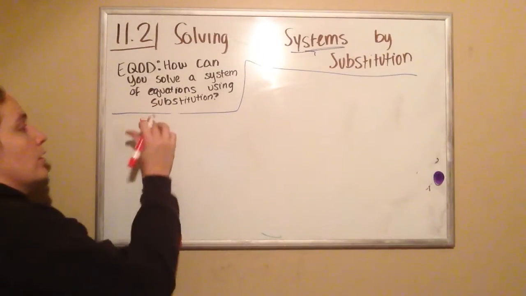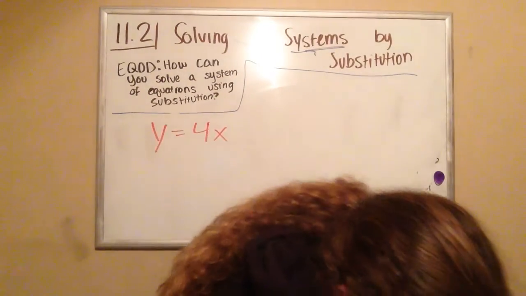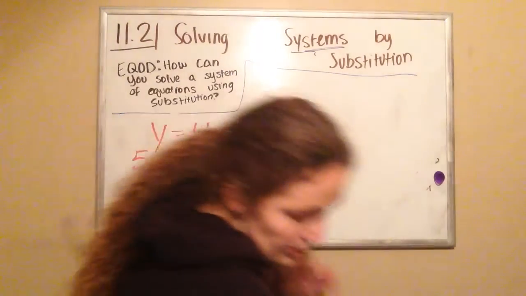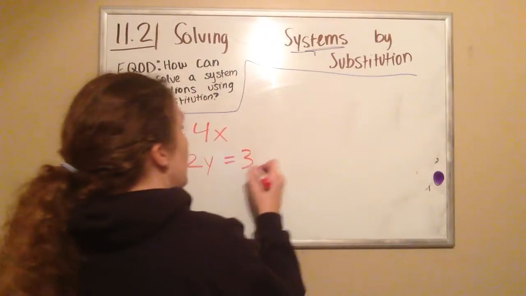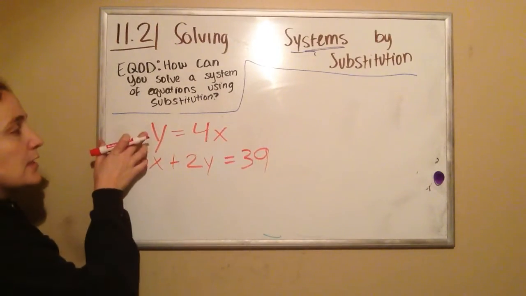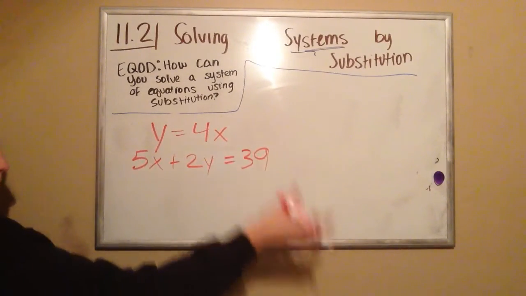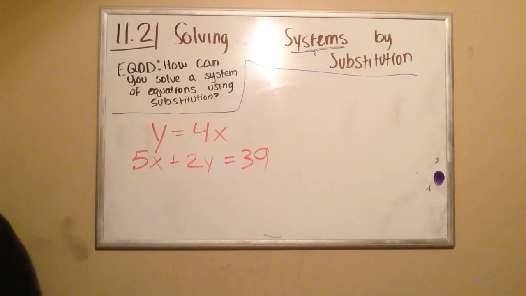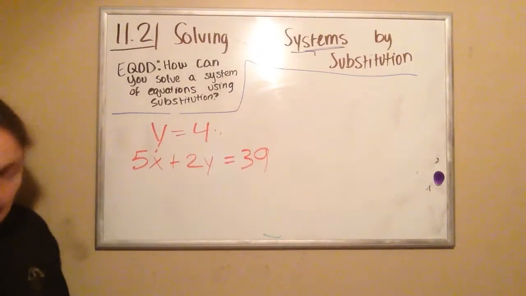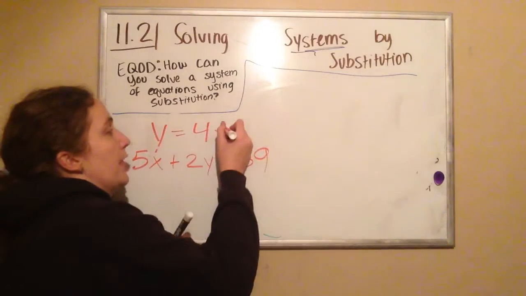So let's do y equals 4x and 5x plus 2y equals 39. Alright, so what you want to do here is you're still using substitution. You still want to say, oh, this equation will help me plug something into the other equation. Or this equation I'm going to rearrange so I can plug something in. We're still substituting. Okay? But in this case, it's a little different. It doesn't tell us y is equal to 4. It says y is equal to 4x.